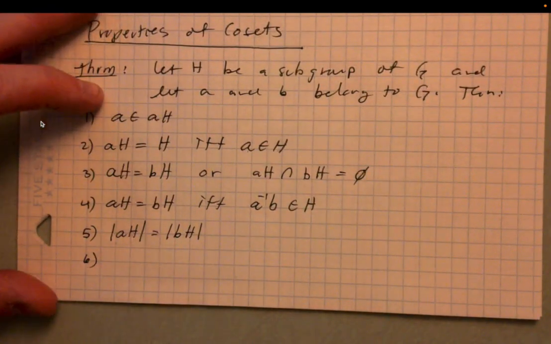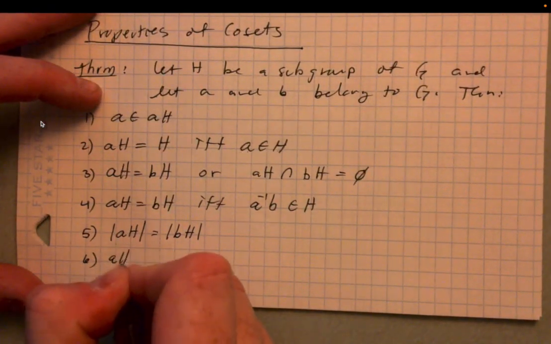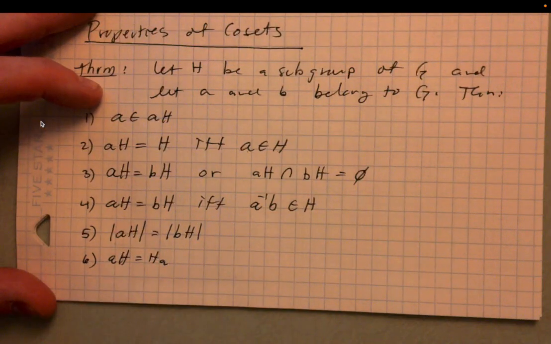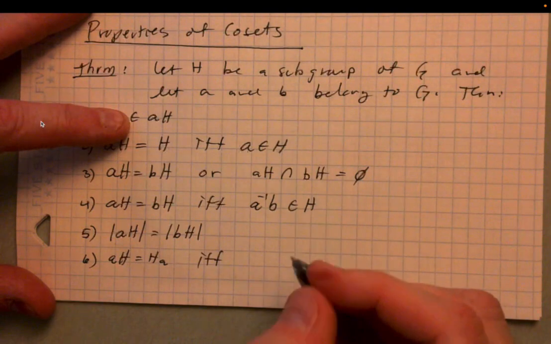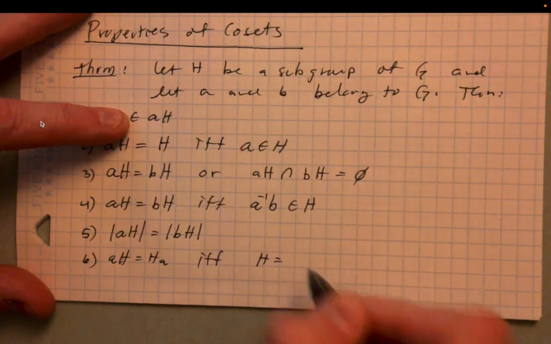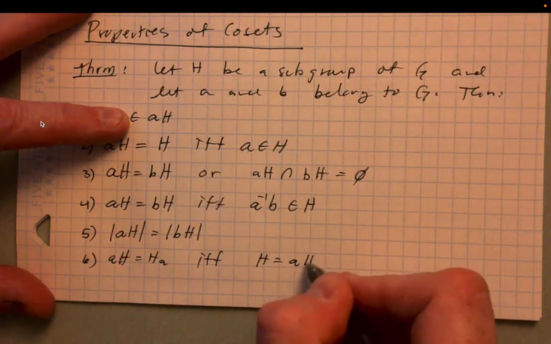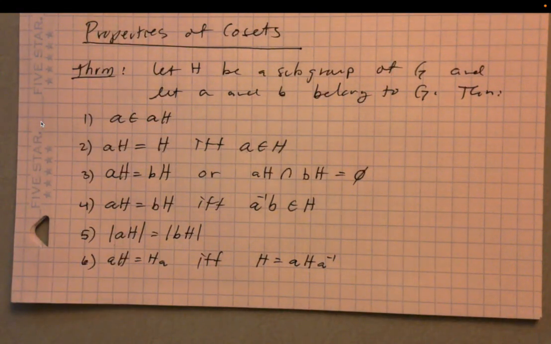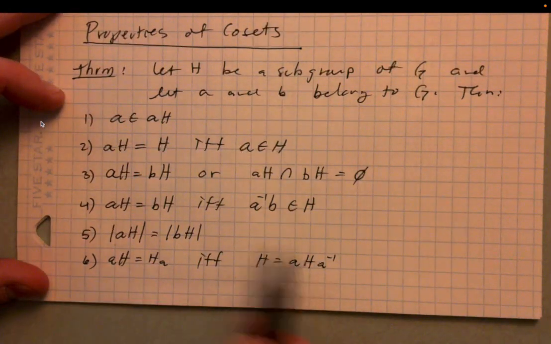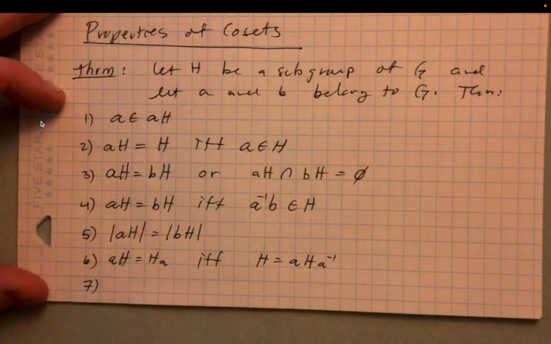And number 6, AH equals HA, so the left coset and the right coset agree, if and only if H equals AHA inverse. Okay, so that one is probably not too surprising. We'll prove that in a moment.